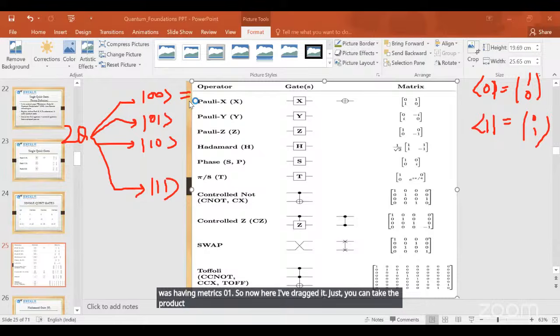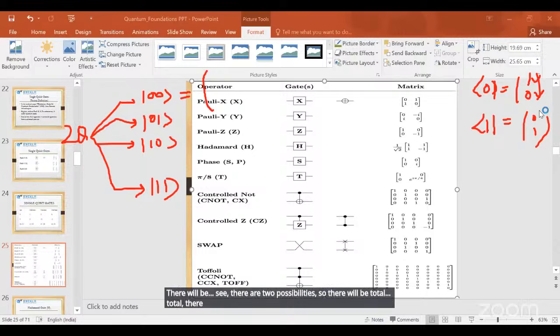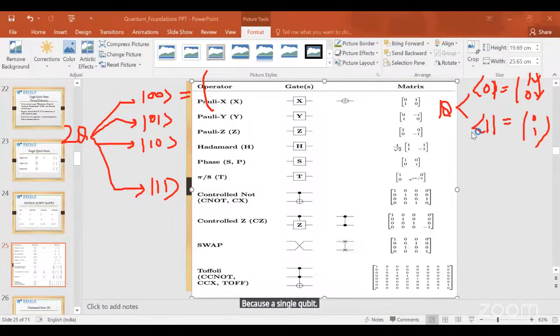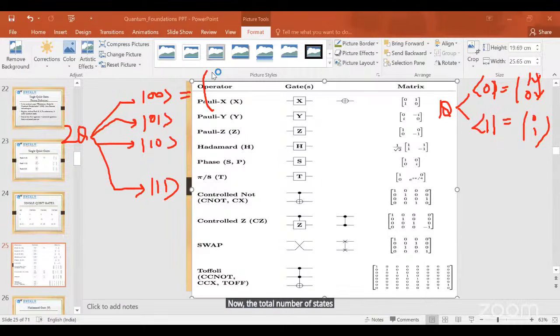I am directly telling you the tensor product will come out like that. There are 2 possibilities, because it's a single qubit, 1 qubit gate, 2 possibilities, 0 and 1. So the total number of states is 2. Now the total number of states is 4, so it will come out to be 4.